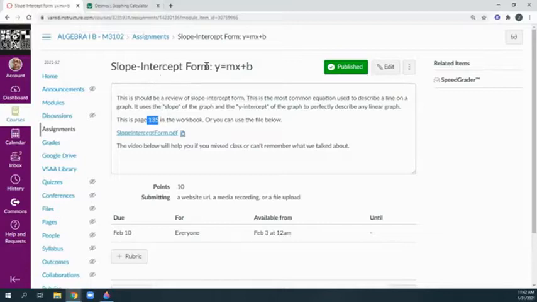We're going to talk about slope intercept form, y equals mx plus b. This is the one that you will see mostly in high school. There are other forms, and we're going to talk about them. There are different ways to talk about the same thing. They might talk about a different attribute of a line, but this is the one that you see most of the time, y equals mx plus b.